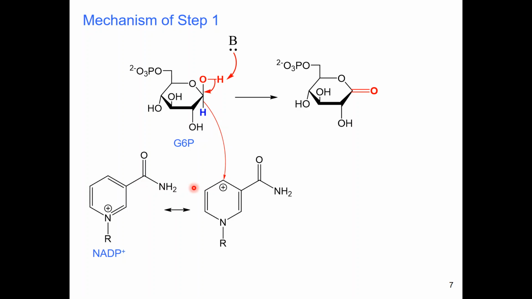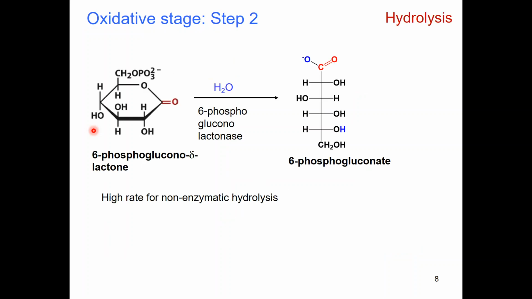So as a result, glucose 6-phosphate is converted to this lactone, and NADP plus is reduced to NADPH. So here we have this hydride ion that was transferred. So it's the same hydrogen that used to be attached to the anomeric carbon of glucose 6-phosphate. So the next step will be hydrolysis of lactone, which is a cyclic ester, into 6-phosphogluconate. The rate of this process is high even for a non-enzymatic reaction, but the enzyme 6-phosphogluconolactonase just facilitates it even more.